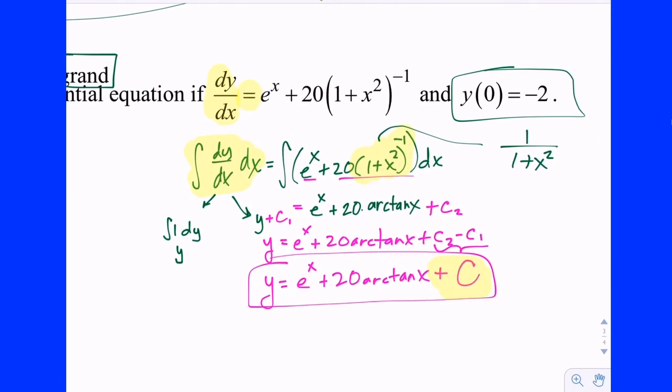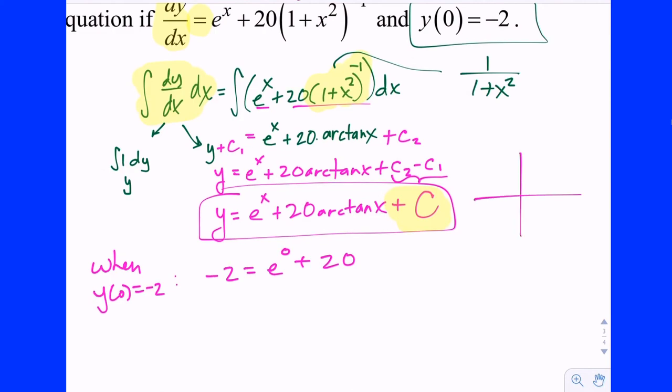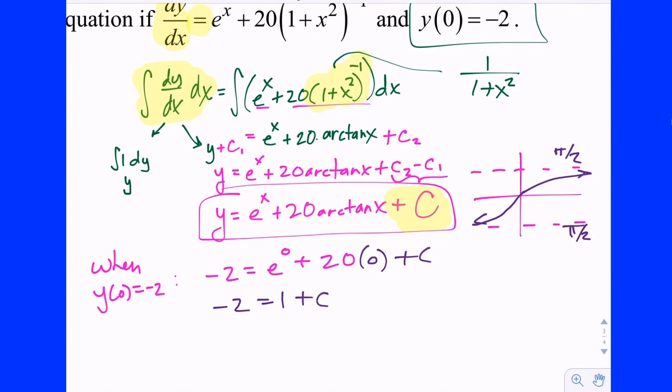Oh, yeah, we need to find the particular. Thank you. Yeah, we'll squeeze that in right before lunch. So something to the effect that when y of 0 equals negative 2, you got negative 2 equals, now you plug in the 0 for x, you get e to the 0 plus 20 times arctangent of 0. Arctangent of 0 is what? Oh, well, tangent of what number is 0? Here's the graph of arctangent, by the way. I'm drawing it. Yeah, it passes through the origin, so it's 0. So I get negative 2 equals 1 plus c, so c must equal negative 3.